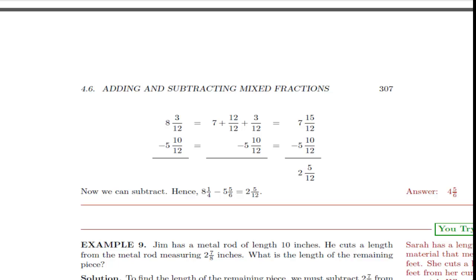So now we have 7 and 15/12 minus 5 and 10/12. 7 minus 5 is 2. Then 15 minus 10 gives us 5/12. Thus, 8 and 1/4 minus 5 and 5/6 equals 2 and 5/12.